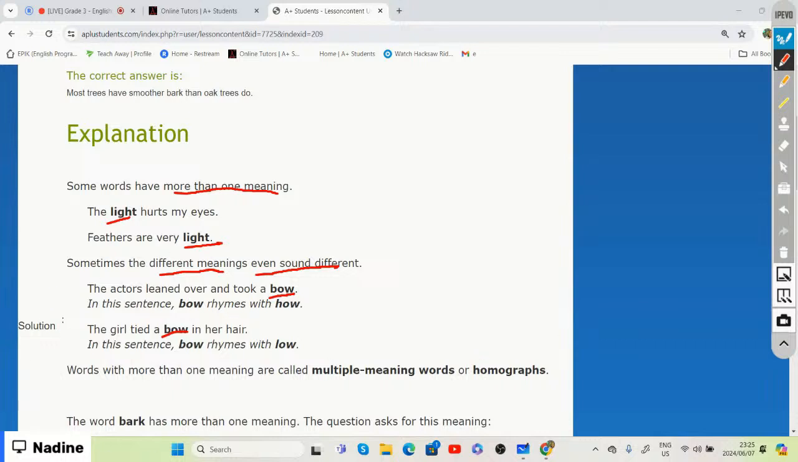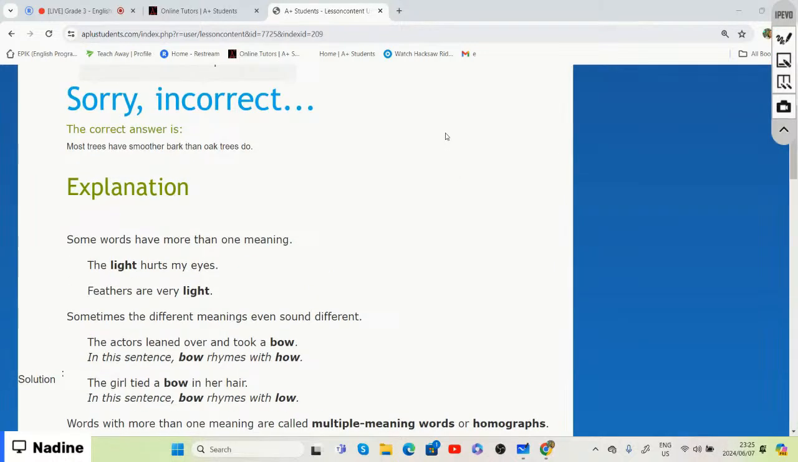All right, so now we're going to do an activity, and then after the activity, we're going to the test.